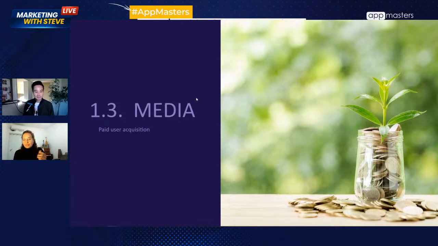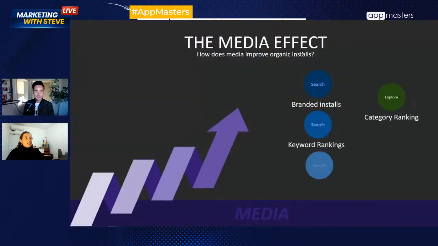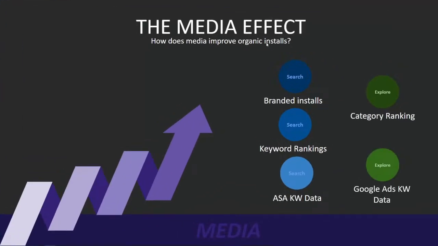So when it comes to media, we can talk a lot about media. There are a lot of different media sources, but in relation to ASO, in relation to organic traffic, let's talk about how media improves organic installs. The first thing that media does is, when we run ads, we get more branded installs. These are the people who saw our ads, and then they would come to the App Store and look for us, and they didn't click, right? So this is basically untracked media traffic.